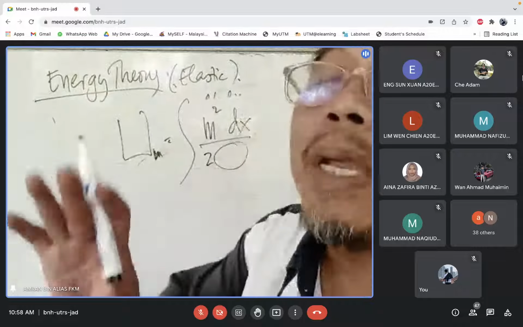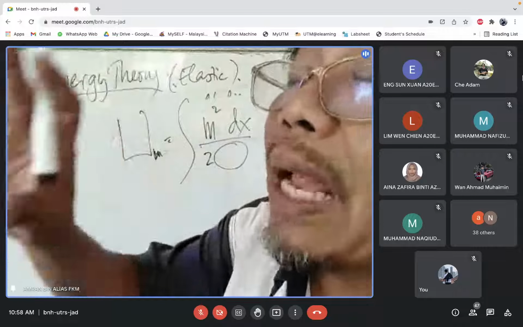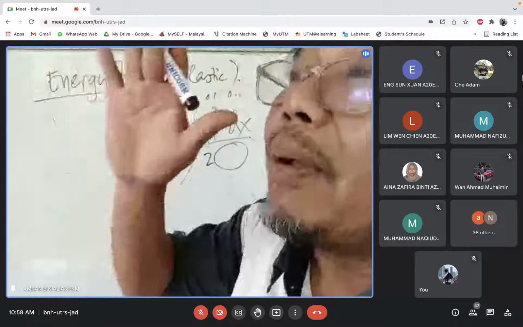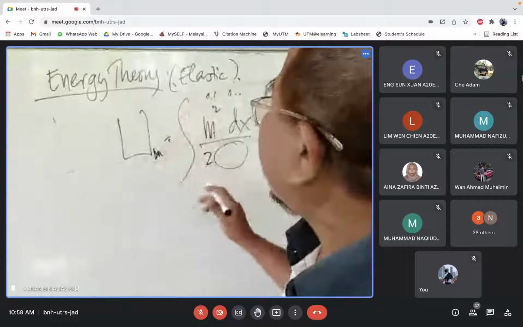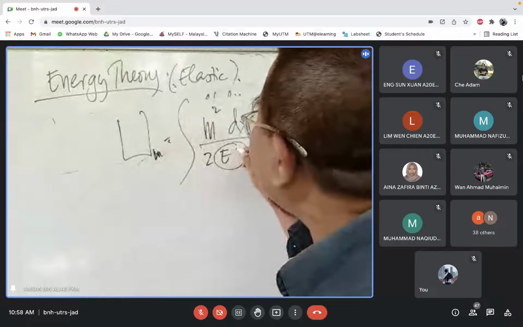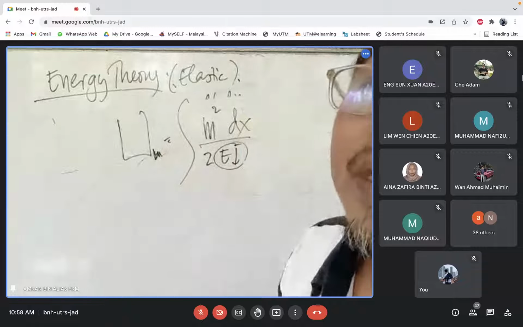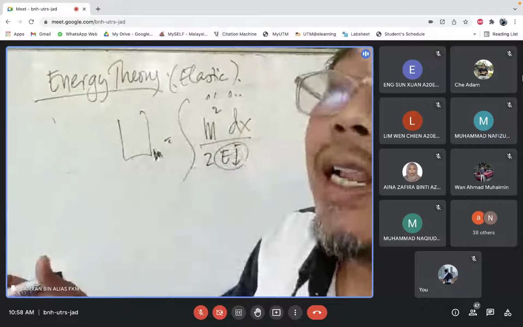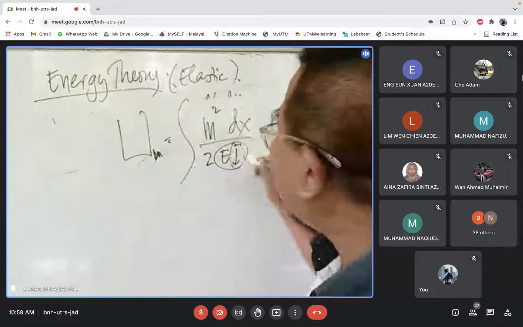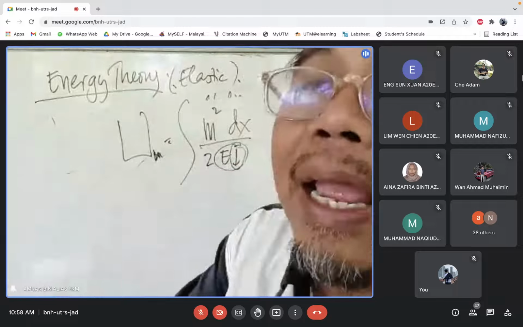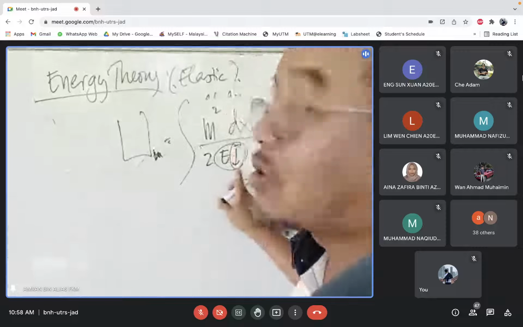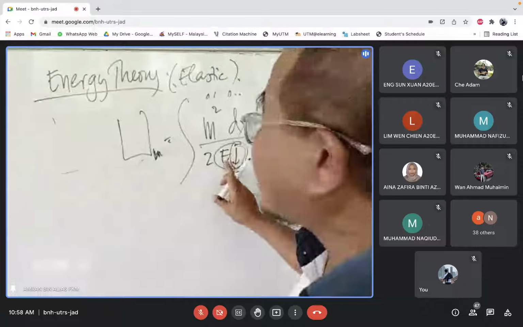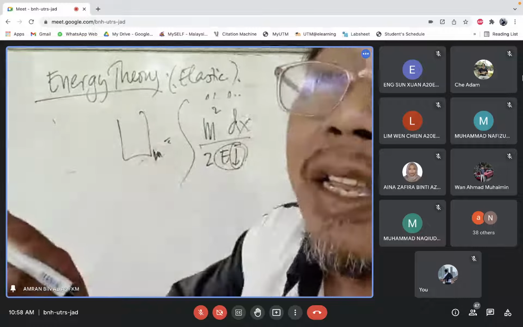The other two must be the properties of the cross section and the material. So for the moment it must be E and I, because what is holding the material is the I, the cross section. The bigger the I, the bigger the cross section. And the property is E, not the G.